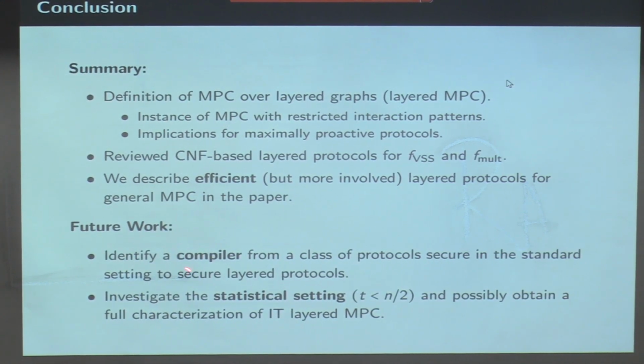And the future work involves maybe coming up with a compiler that can take any protocol in the standard model and convert it into the layered model. And a more important question is, we have been looking at perfectly secure protocols. Statistically secure is extremely well motivated, and how do we come up with, or is it possible even to come up with, statistically secure protocols when t is less than n/2 in this model? This is an open question. When t is less than n/2, yeah, you can do it.